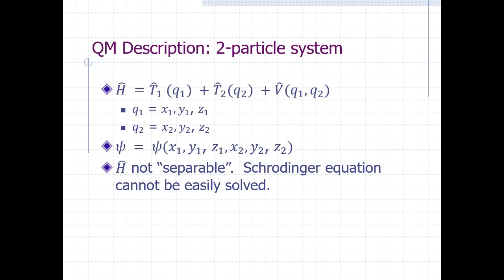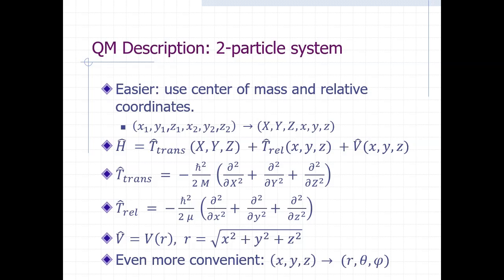Unless the particles do not interact, the potential energy operator depends on the coordinates of both particles. So, we say that the Hamiltonian is typically not separable, and solving the time-independent Schrödinger equation using this Hamiltonian operator will not be easy. Here's how we can make the Schrödinger equation easier to solve. We do a transformation of coordinates. We replace the coordinates of each particle, x1, y1, z1, and x2, y2, z2, by the center of mass coordinates, uppercase X, Y, Z, and the internal or relative coordinates, lowercase x, y, and z. The Hamiltonian operator then becomes separable.